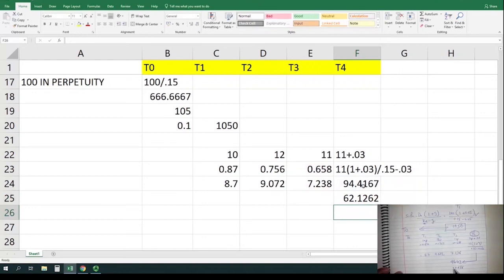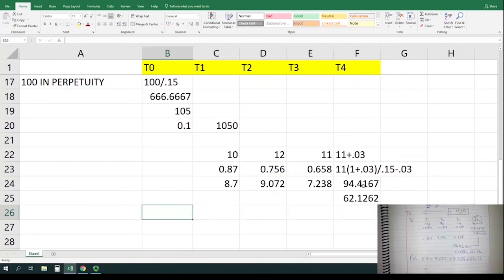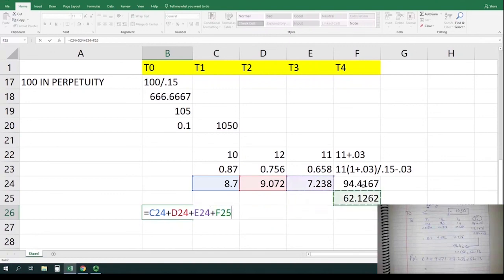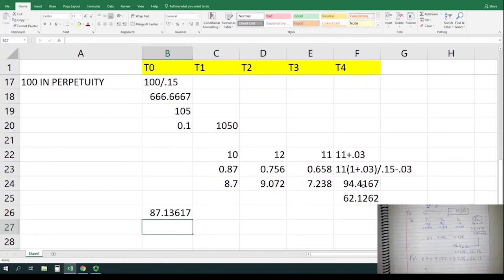62.13. So to get the PV, you add 8.7, 9.072 plus 7.238 plus 62.13. $87.14.